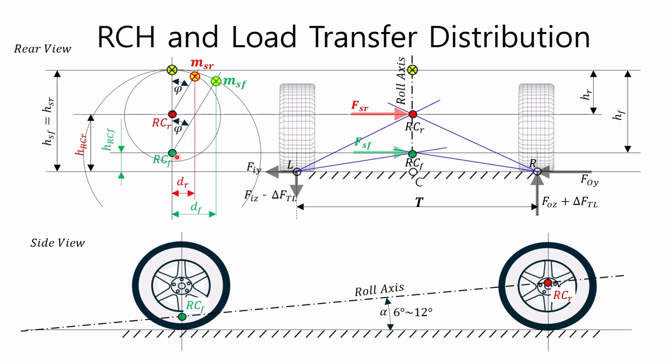Also, FIY represents the lateral force acting on the inner wheel, FOY represents the lateral force acting on the outer wheel, FIZ represents the vertical force acting on the inner wheel, and FOZ represents the vertical force acting on the outer wheel. Delta FTL represents the amount of load transfer.